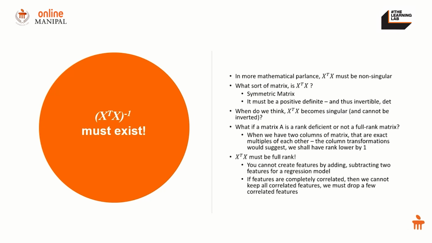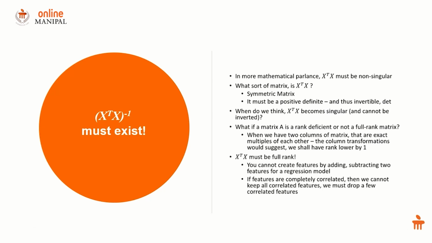So you think of it this way: if I had two columns which are exact multiples of each other, then such a matrix can be reduced to a lower rank matrix. In this case, if there are exactly two columns that are exact multiples, the rank of such a matrix will be lower by one, right? So for X prime X to be a full rank matrix, I cannot create features just by adding, subtracting features that are already available to me.